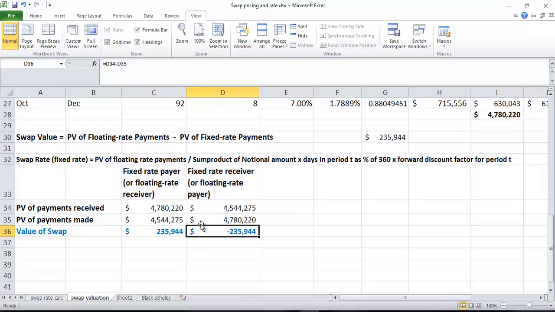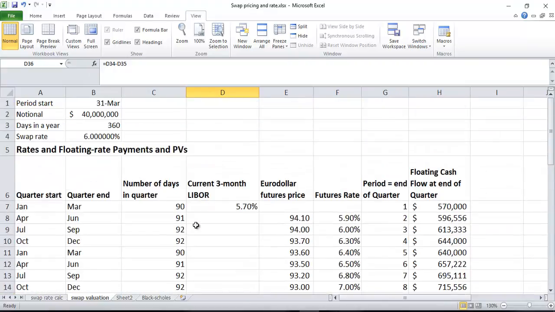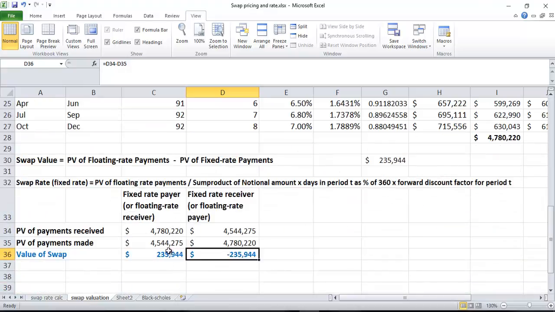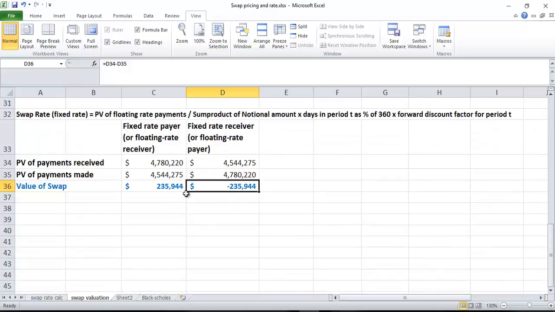Okay, so what we need to do here is work out the swap rate. That's the final step. So notice that I just assumed a 6% rate. So at the inception of the swap, the terms of the swap are such that the present value of the floating rate payments is equal to the present value of the fixed rate payments. At inception, the value of the swap is equal to 0. This is the fundamental principle in determining the swap rate, i.e. the fixed rate that the fixed rate payer will pay. So we need to choose the swap rate so that this will be 0. So how do we do that?